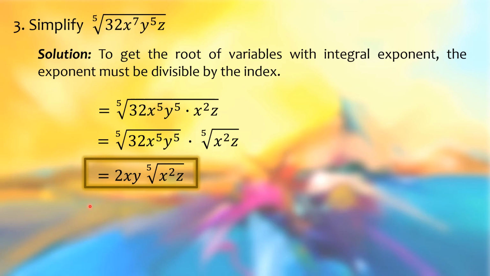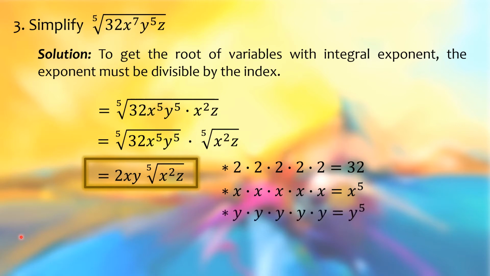So, paano naging 2xy? Because 2 times 2 times 2 times 2 times 2 is 32. So, ang fifth root ng 32 is 2. And then, ang fifth root naman ng x to the fifth, that is x times x times x times x times x is equal to x to the fifth. Pinag-add lang natin lahat ng exponents. So, since merong 5 exponents, so that is 5. And then, y times y times y times y times y is y to the fifth. So, ang fifth root ng given na radical expression na ito ay 2xy. And then, since walang fifth root ang pangalawang factor na ito, kinopya lang natin.